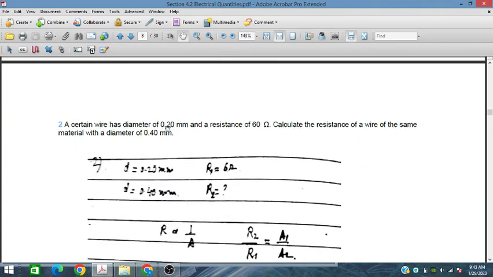A certain wire has a diameter of 0.2 mm and resistance is 60 ohms. Calculate the resistance of the wire of the same material with a diameter of 0.40 mm. So this is diameter 0.20 mm, and if the diameter is just double, 0.40 mm, we have to find the resistance. So this is R1, which is 60 ohms.